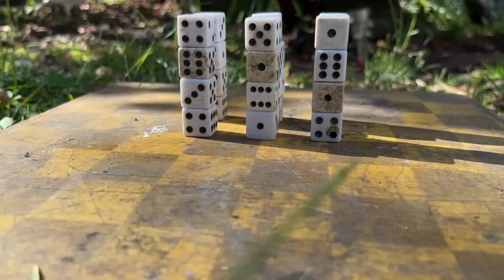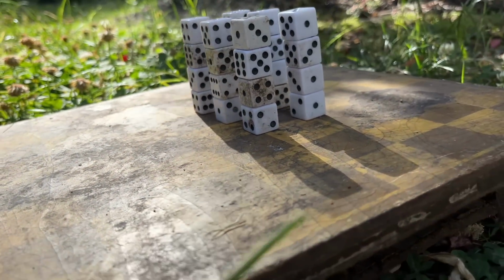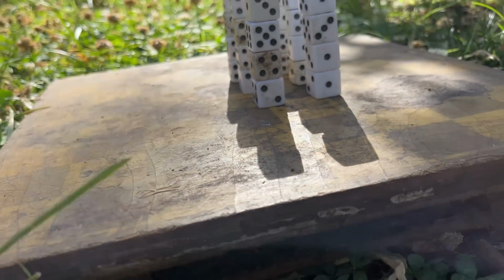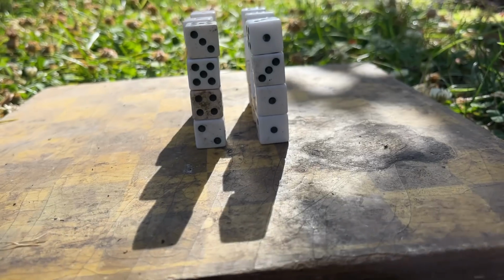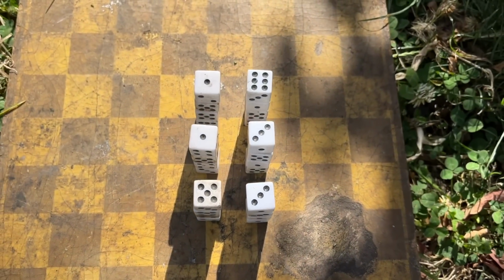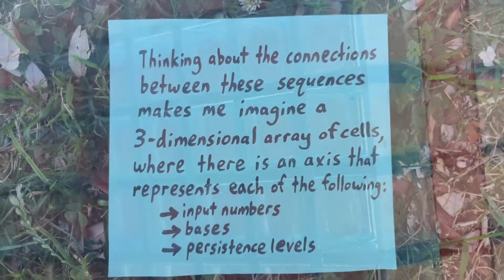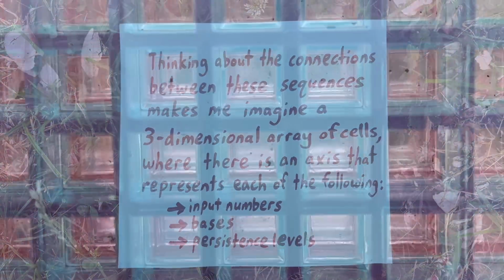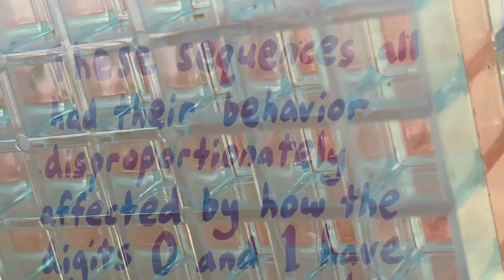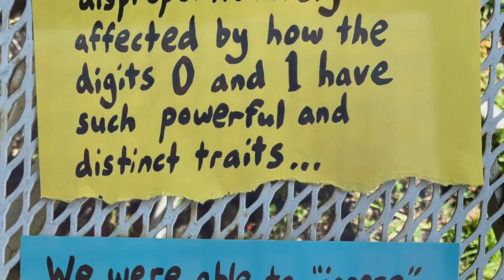There are many ways we could describe one of these sequences, and in a way, the last few sequences are describing the same mysterious array of information about specific numbers, bases, and persistence levels, just from alternate angles. These different angles all capture their own unique sorts of patterns and mysteries, but they all encounter the same types of problems with the digits 0 and 1.